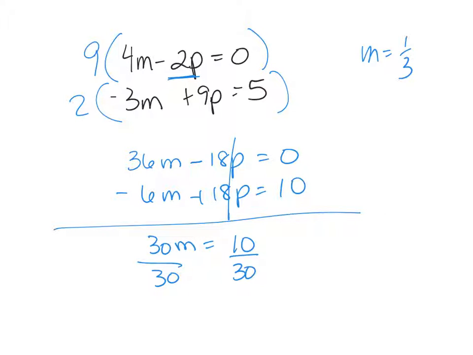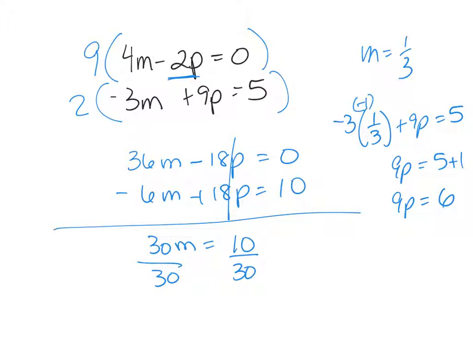So now we have to plug in the 1/3: -3 times 1/3 + 9p = 5. 9p = 5, and this here is a minus 1. So this is plus 1. 9p = 6. Divide by 9, and p is 2/3. And it's the same answer we got before, but in reverse order.